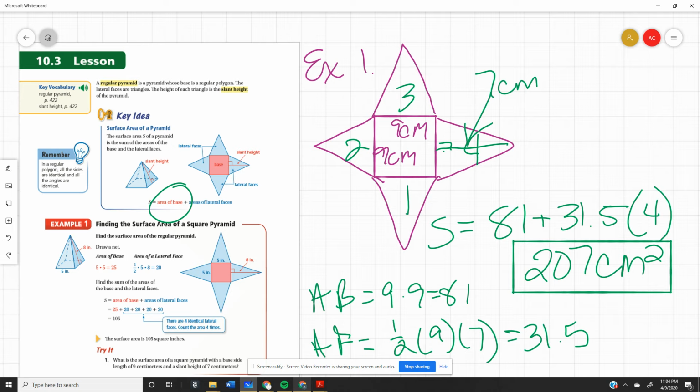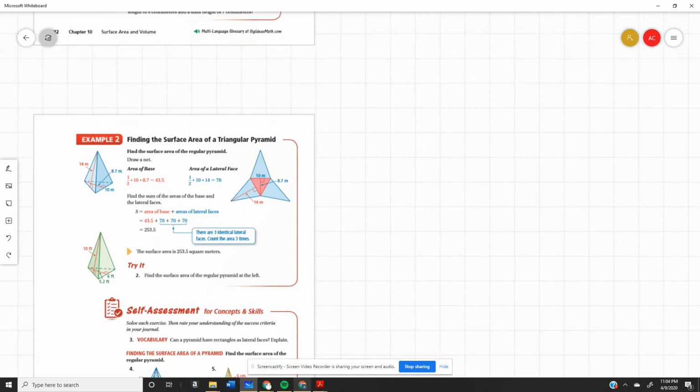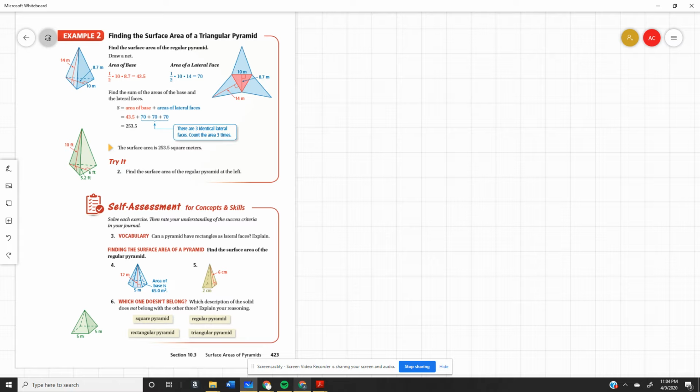Okay, let's move on to example 2. Example 2 says to find the surface area of a triangular pyramid. Now, what's kind of cool about triangular pyramids is they come in different sizes. Sometimes the lateral faces and the base are the same size, and sometimes, like the one we're going to look at right here, they're actually a little bit different, okay?